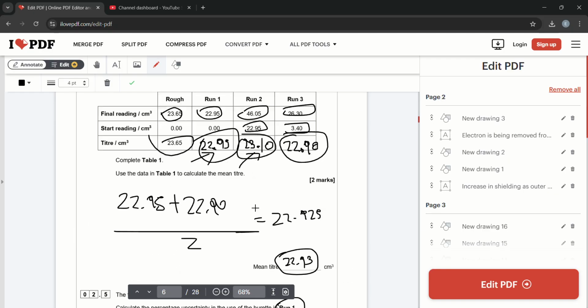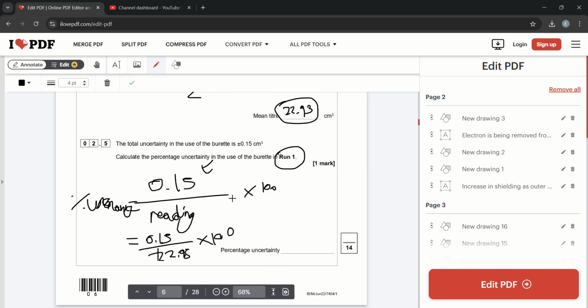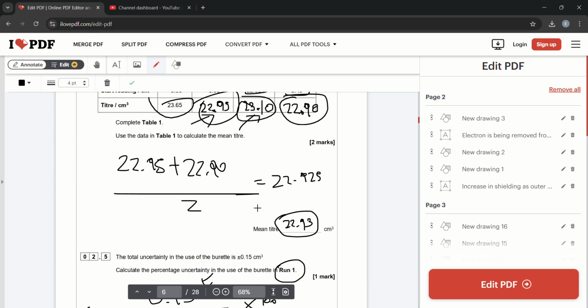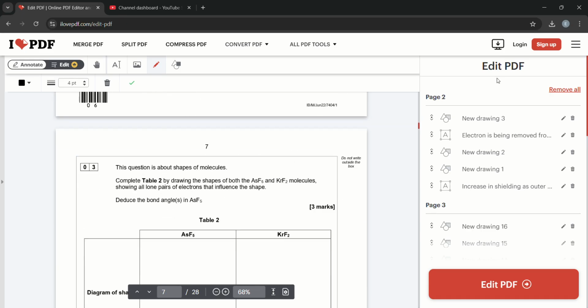If we were doing 2, like run 1 and 2, then we'd add them together, and we'd also times the top numerator by 2. But we're not. We're only finding the percentage uncertainty in run 1. So 0.15 over 22.95 times by 100. That'll give me 0.65%. And that is the end of question 2.